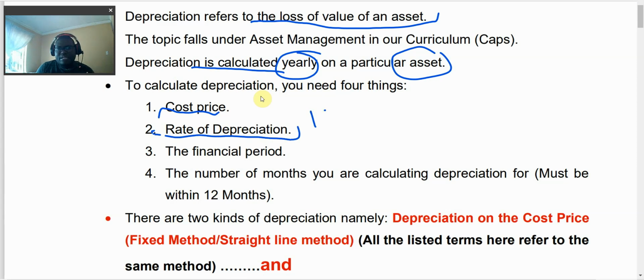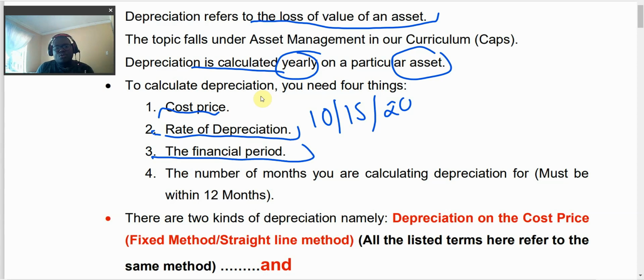Sometimes they give you 10, 15 and 20%. These are the ones that I've mostly seen ever since I started doing accounting. So you also need to know the rate of depreciation. They will tell you, for example, that vehicles are depreciated at 10%, vehicles are depreciated at 15%, vehicles are depreciated at 20%. So you need to be able to identify the rate of depreciation. Another thing that you must be aware of is the financial period.